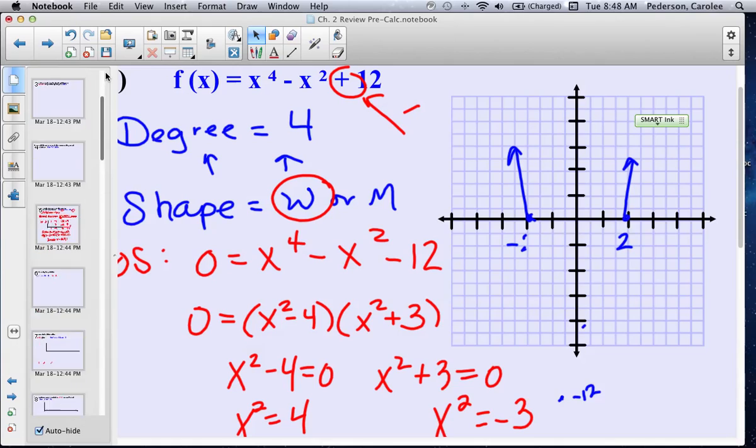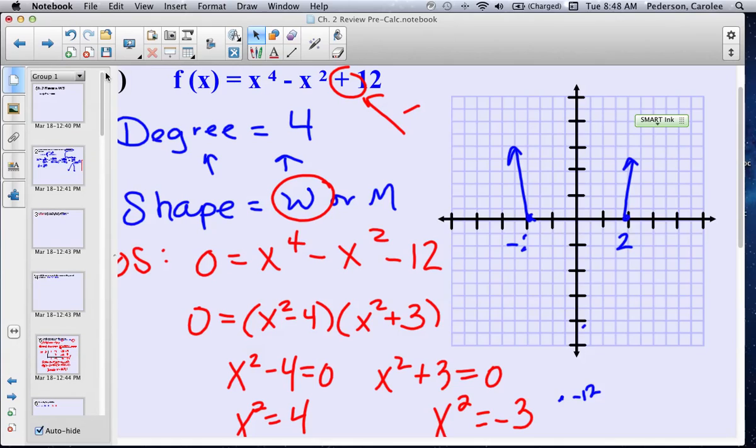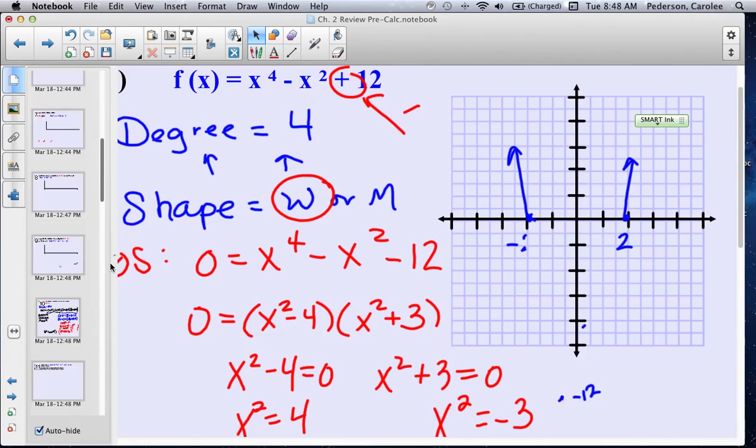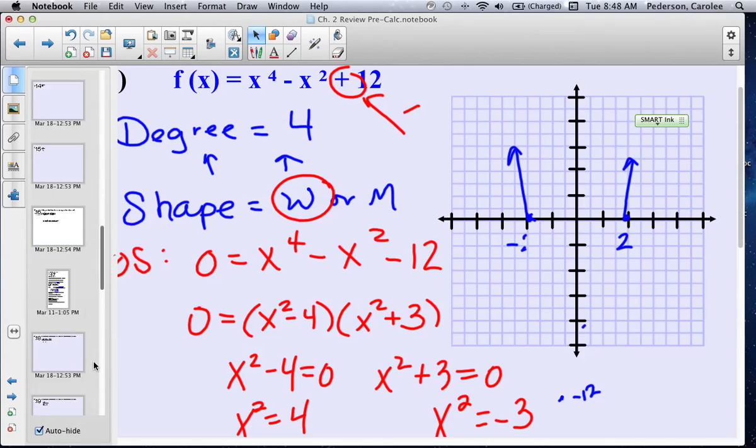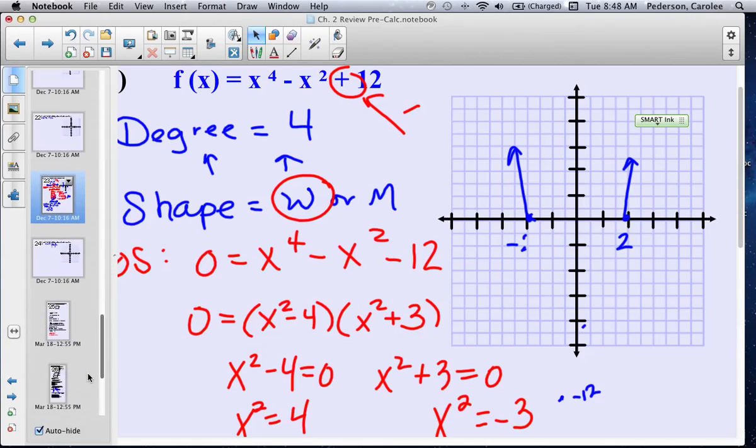What else do you want to go over? Can you do one of the 16s? Yep, which one on the 16th? 16C.